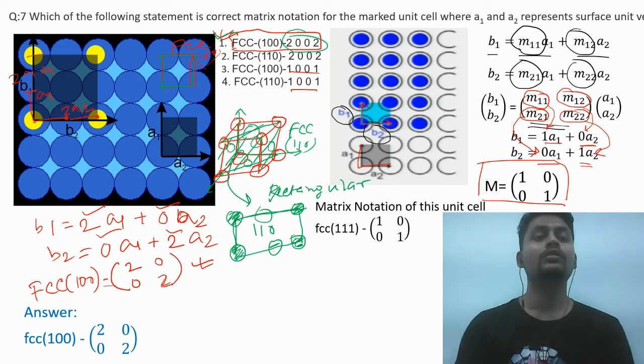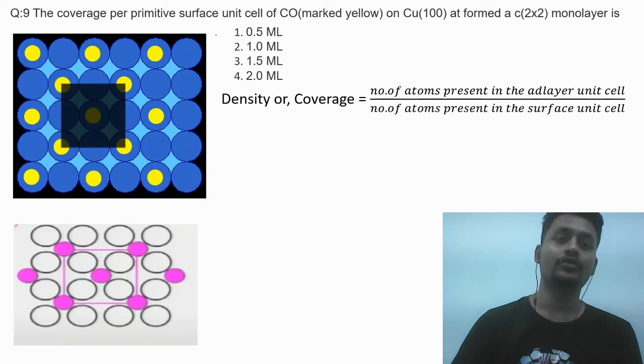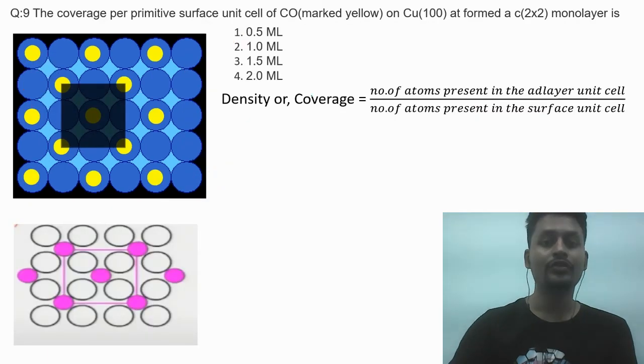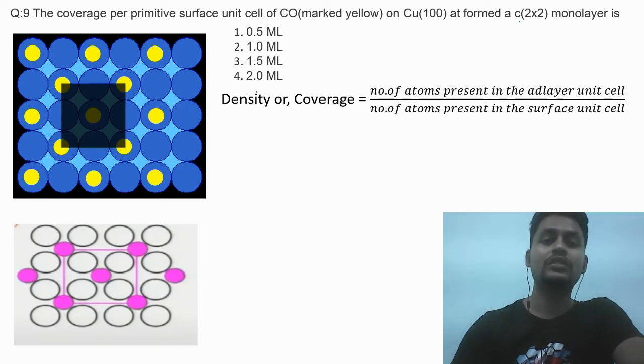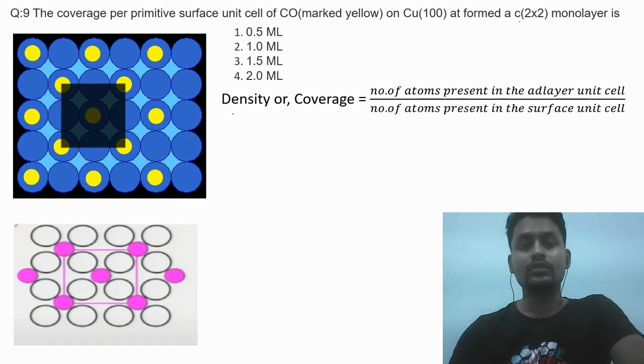Okay. Now let me come to the next question. This is also a very beautiful question. This is about the coverage per primitive surface unit cell of CO on Cu100 at c(2x2) monolayer. The unit cell is given, it is drawn beautifully. So you need to calculate what is the density of coverage. In that lecture it is given what density is.